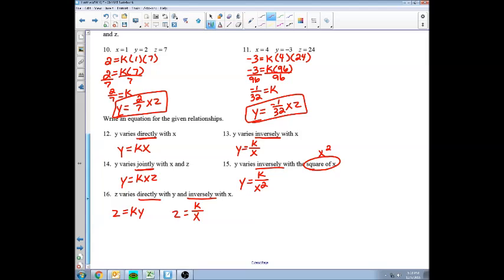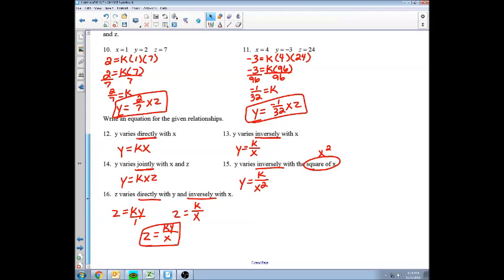What we want to do at this point is put this all into one equation, all into one formula. So what I'm going to do, this is really over 1. The k's are each in an equation. So what's going to happen is z will equal k times y over x, and we'll be done.